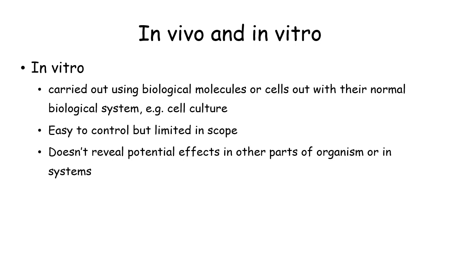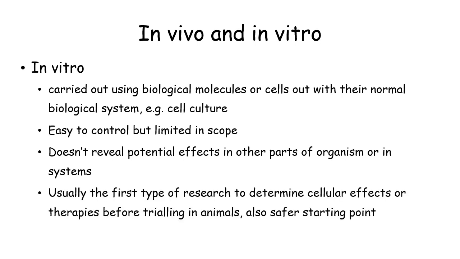It will not reveal any potential effects that would be noticed in other parts of an organism or in any systems of an organism. Usually, in vitro would be the first type of research or investigation that is done to determine cellular effects before you would move on to trialing in animals. And that would be seen as part of the refinement process, making sure that there is an effect before you would even think about putting it into an animal and potentially causing harm.